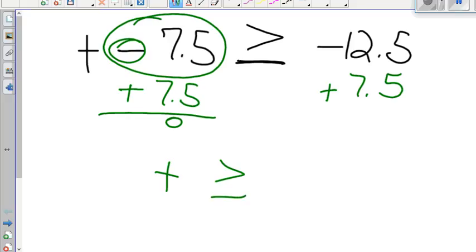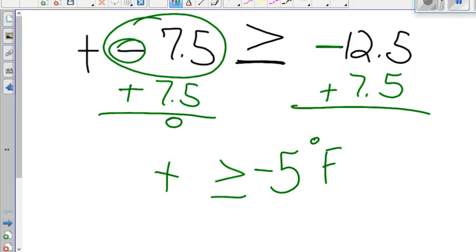And then we're going to come over here and solve this problem. Negative 12.5 plus 7.5. When you have two different signs, a negative and a positive, you take the absolute values and subtract them. So in other words, 12.5 minus 7.5, which gives me an answer of 5. And because the negative is larger than the positive, it's going to stay negative. So in the end, we have this expression, T is greater than or equal to negative 5. And of course, that would be negative 5 degrees Fahrenheit.